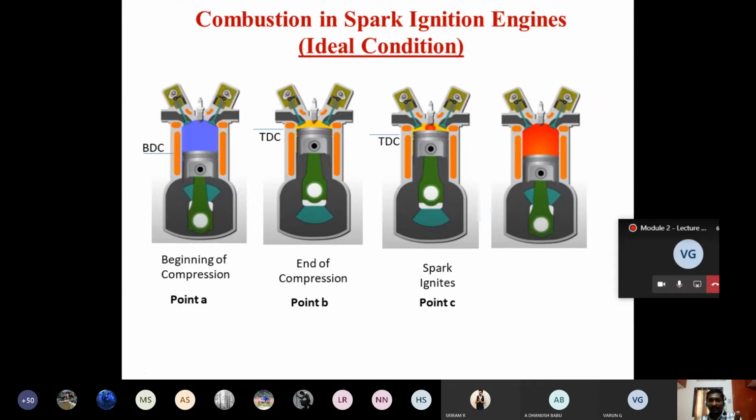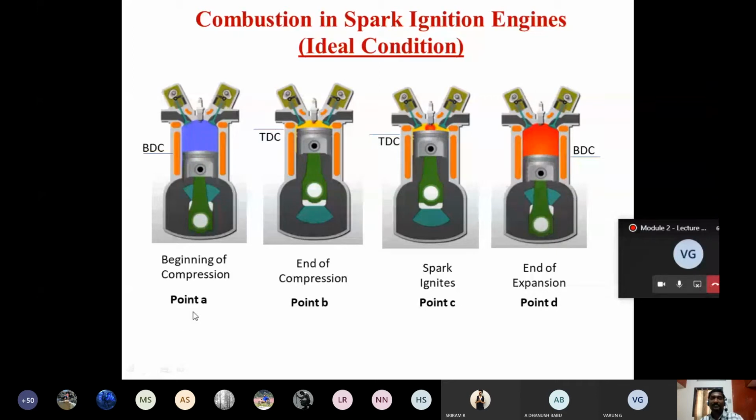So when the combustion takes place, we will have a sudden surge in pressure, a sudden spike in pressure. Because of the sudden rise in pressure, the products of combustion with a high pressure are going to move the piston down. So the piston moves down from TDC to BDC. This is what we call the expansion stroke or the power stroke. At the end of the expansion stroke, the piston reaches the BDC. This is the end of the expansion stroke, which we are going to represent by point D.